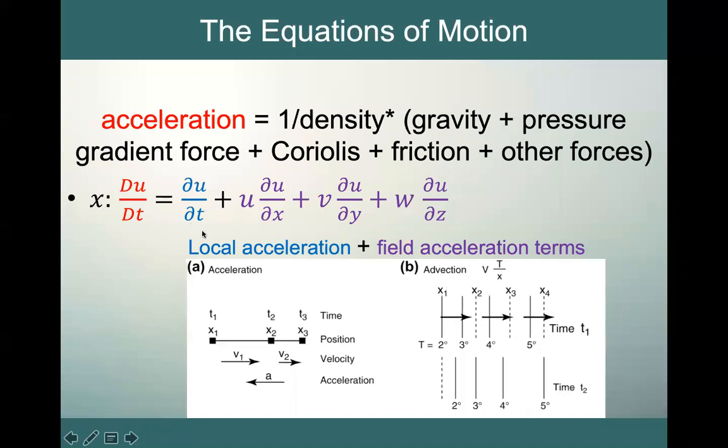This is ∂u/∂t. If we look at the advection terms, what we see in this case is that as we're changing the field, as we're moving to a different point in the field, that is when our velocity is changing. If we're changing in terms of where we are in x, we see that the velocity changes based on where we are in x. So those are the advection terms, or the field acceleration terms.